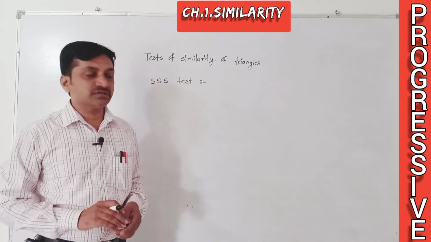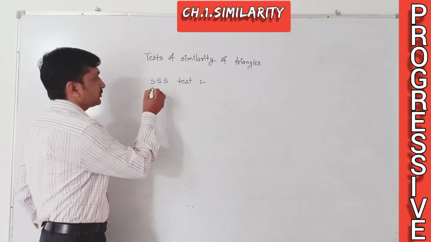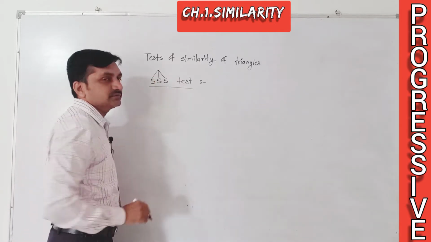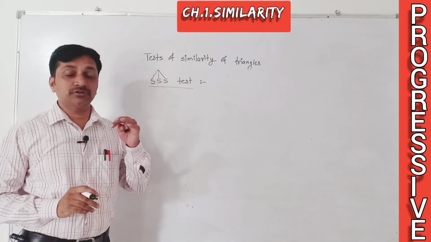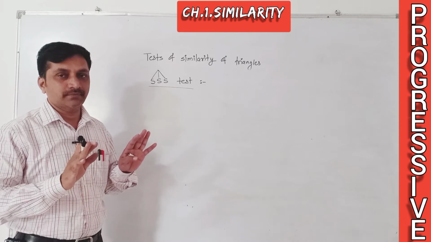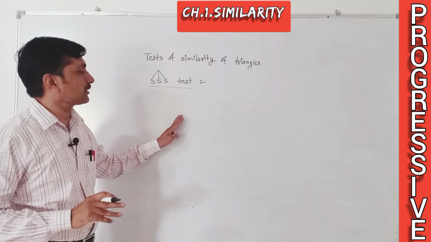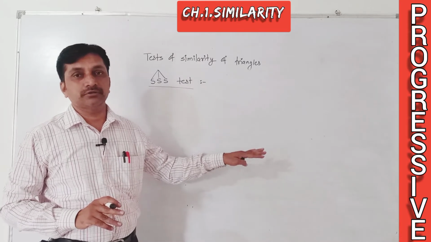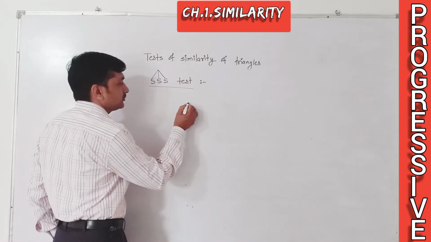Dear friends, the third test is SSS. As its name denotes, all three sides. If all three corresponding sides are in proportion, there is no angle. If all three corresponding sides of one triangle are in proportion with the other triangle, then these two triangles are similar.